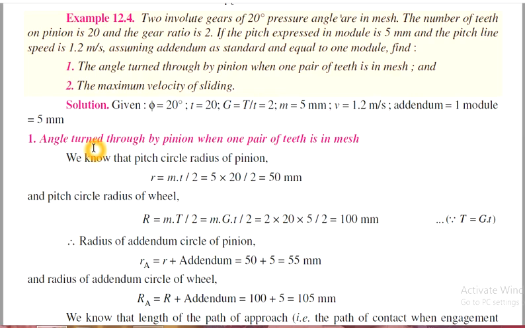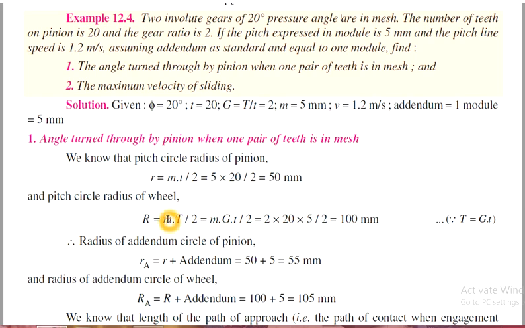Firstly, the angle turned through by the pinion when one pair of teeth is in contact. First of all, we need to find the pitch circle radius of the pinion, small r is equal to mt by 2. At the same time, the pitch circle radius of the wheel, capital R is equal to mT by 2. But here they have not given the capital T. We know G is equal to capital T by small t. They have given the small t as 20. By applying these two, we get the capital T value. By substituting that, we get the pitch circle radius of the wheel.